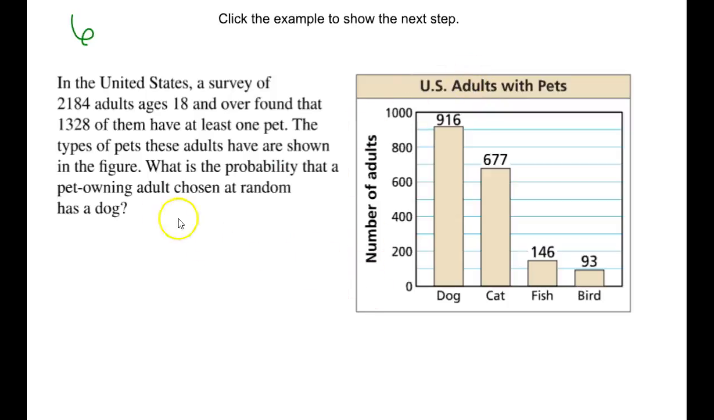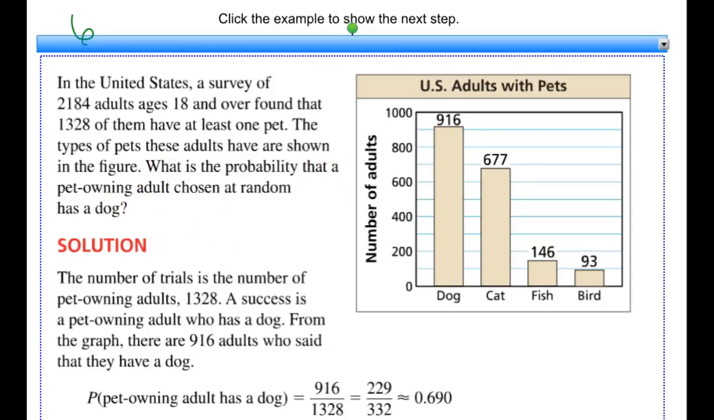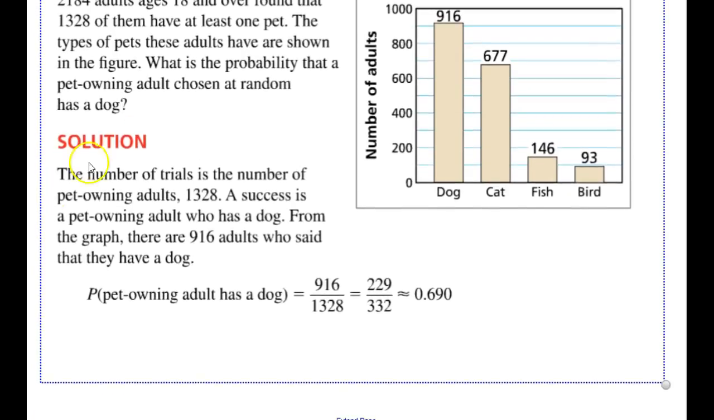So we see here that this data does not include all of these adults that were surveyed. It only includes the ones that had a pet, so I can limit that to the information that I'm given. What is the probability that a pet-owning adult chosen at random has a dog? Let's look at my solution here. The number of trials is the number of pet-owning adults, because I don't care about those that don't own a pet, since I'm told in my question that I'm dealing with pet-owning adults. So that's my trials.